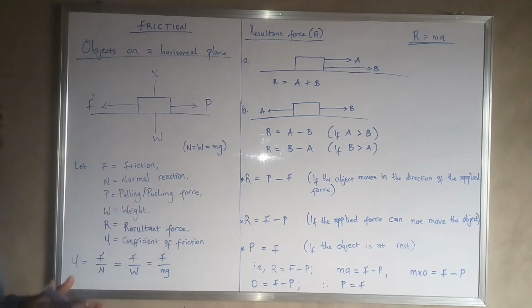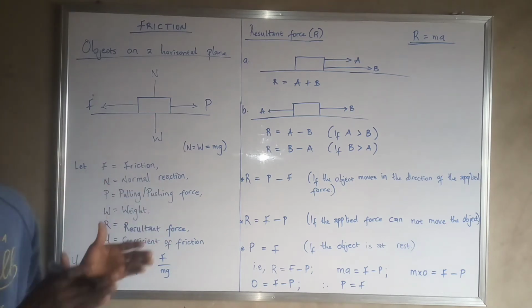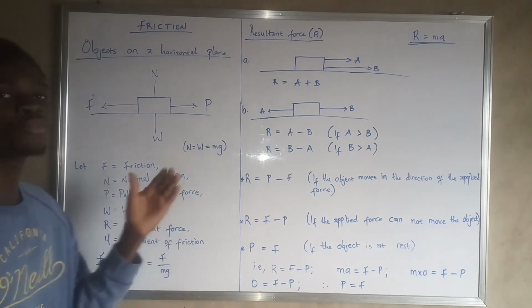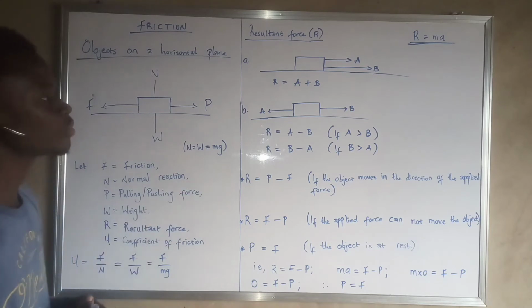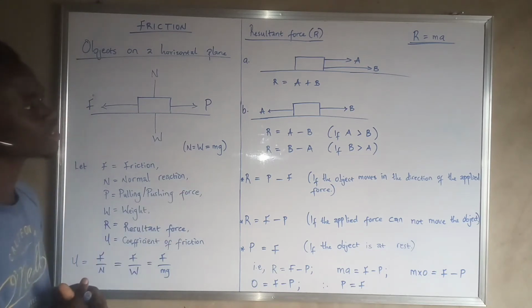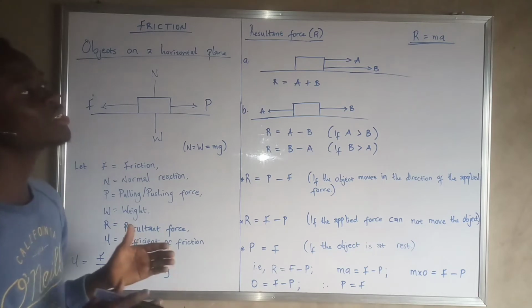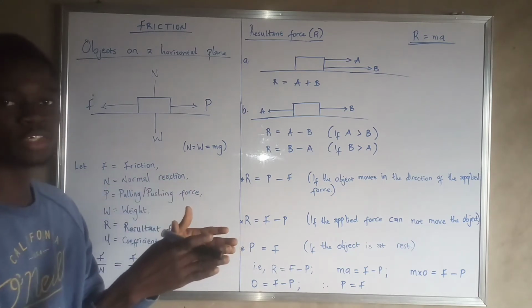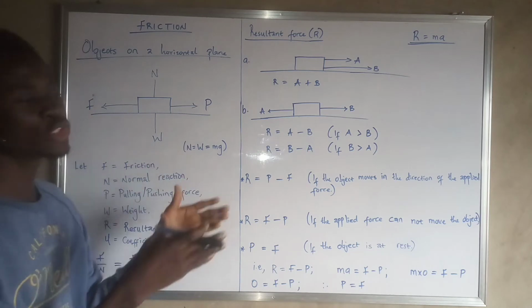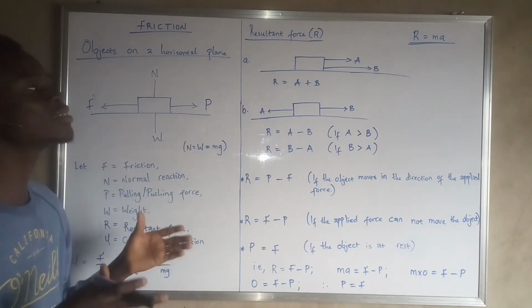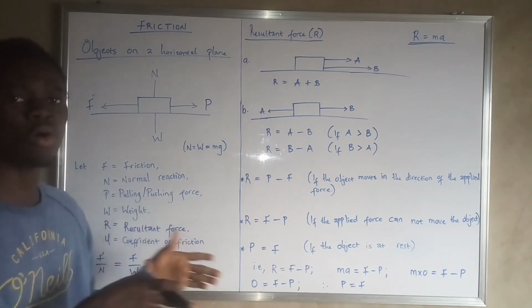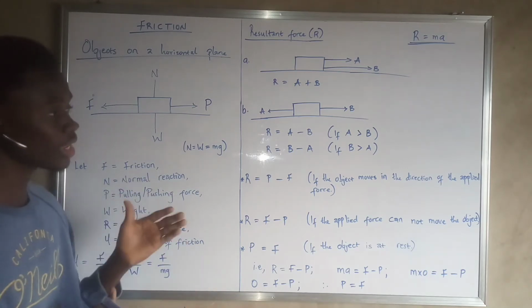Now resultant force. Why is resultant force important here? When we have two or more forces acting on a particular object, there is always a resultant force. And what is a resultant force? Resultant force is the net force acting on a particular object. A. Two forces acting on an object in the same direction. How do we get the resultant force? We get the resultant force by adding the two forces together, since they are both acting in the same direction on the same object.